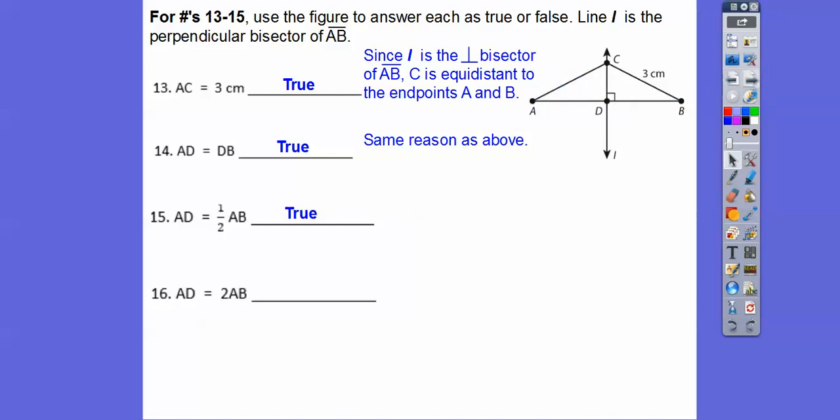Okay, and then this guy says that AD is twice AB. Well, remember, we pretended like that was 7, and that's 7. So it's the other way around. AB is twice AD, so AD is not twice AB. That guy's false right there, okay?